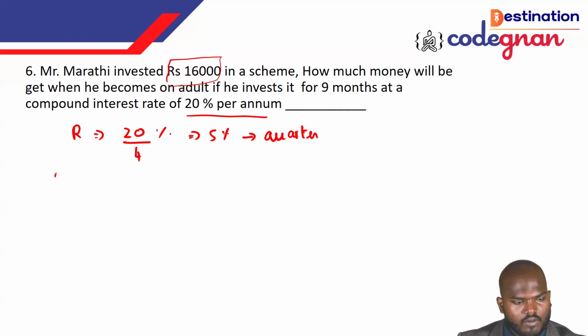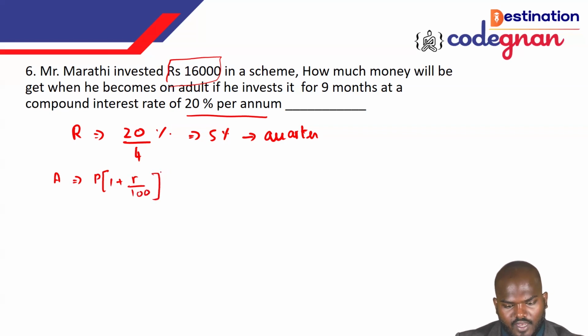Then I am applying the formula: P times (1 plus R by 100). Over how many years? It's 9 months. If you're taking 9 months, we can call the time equal to 9 months, and 9 months we can call 3 quarters. So 3 quarters. Like what we can say here.